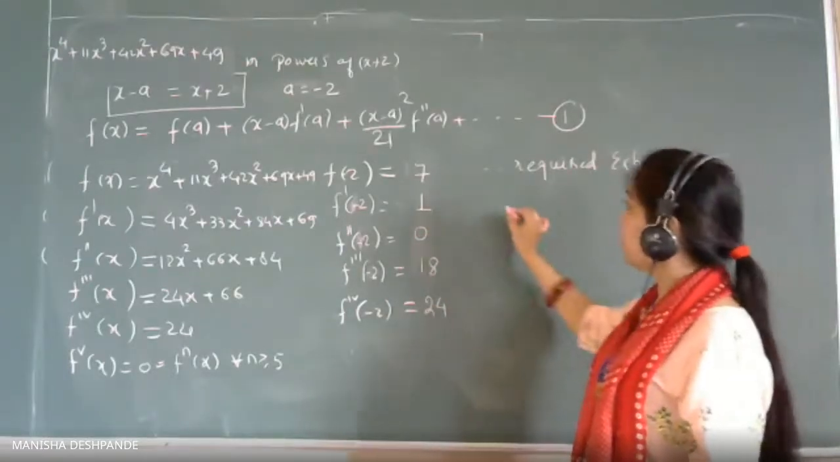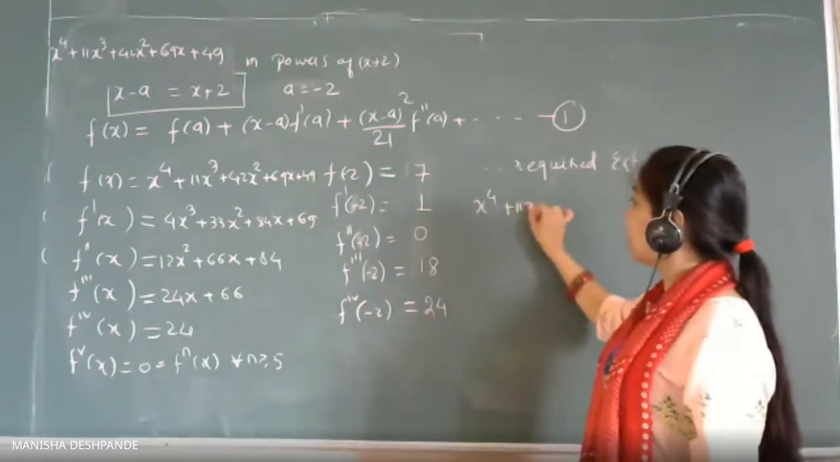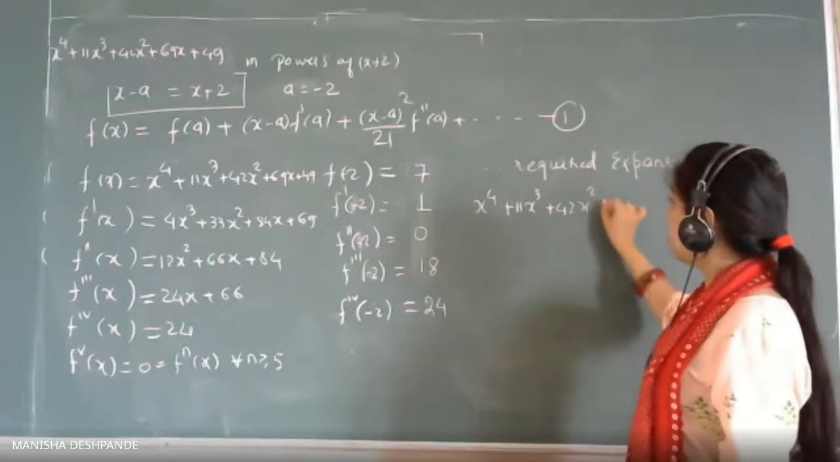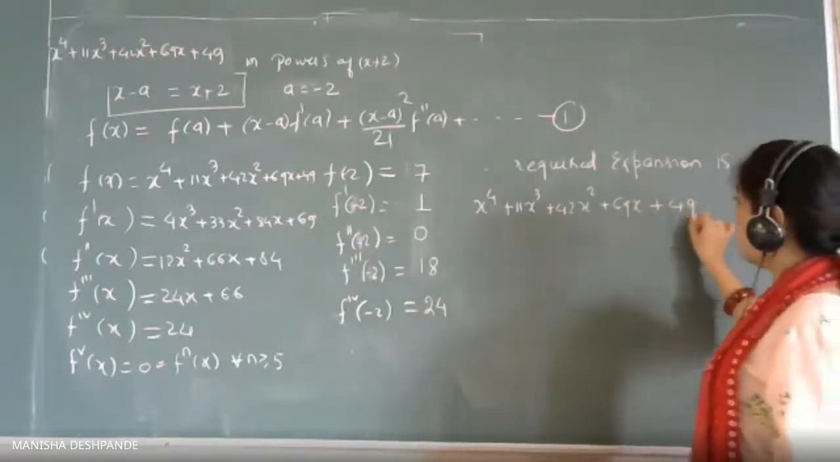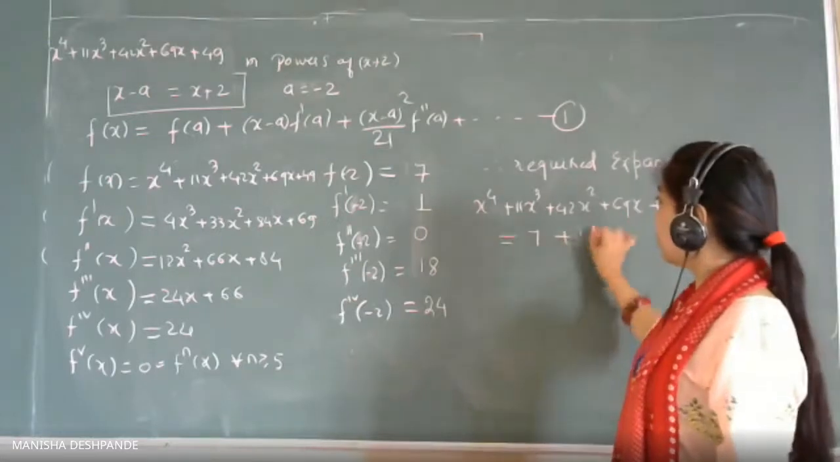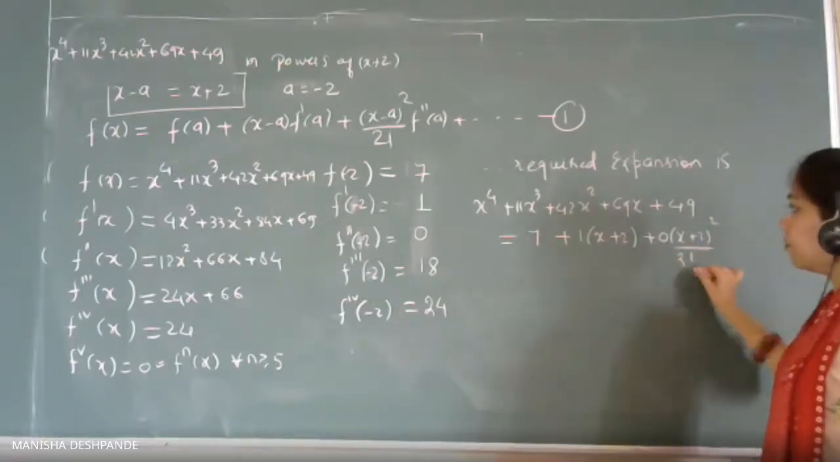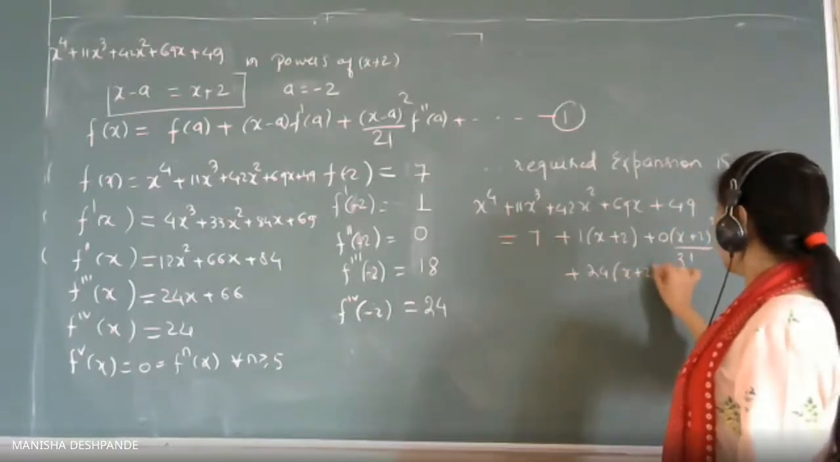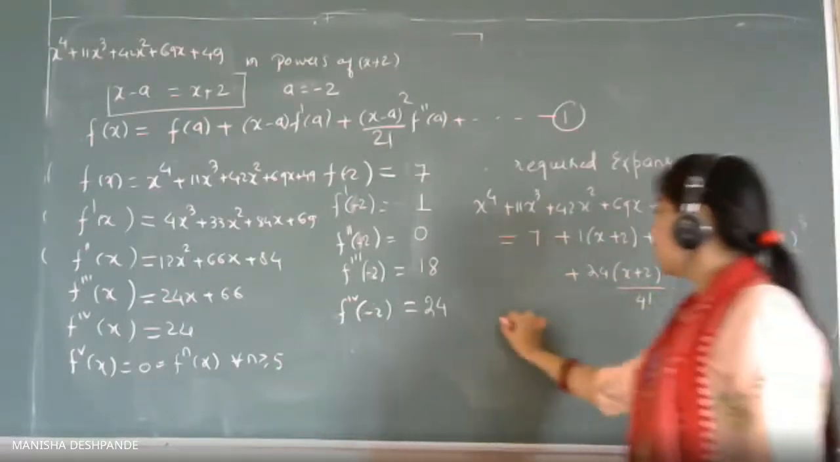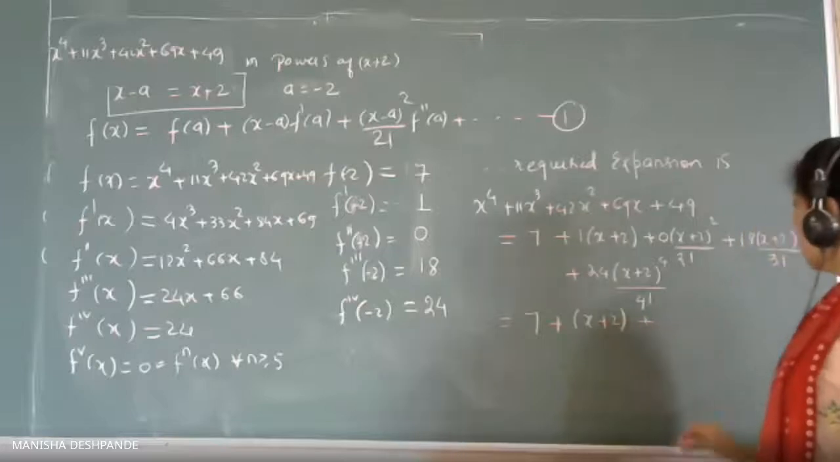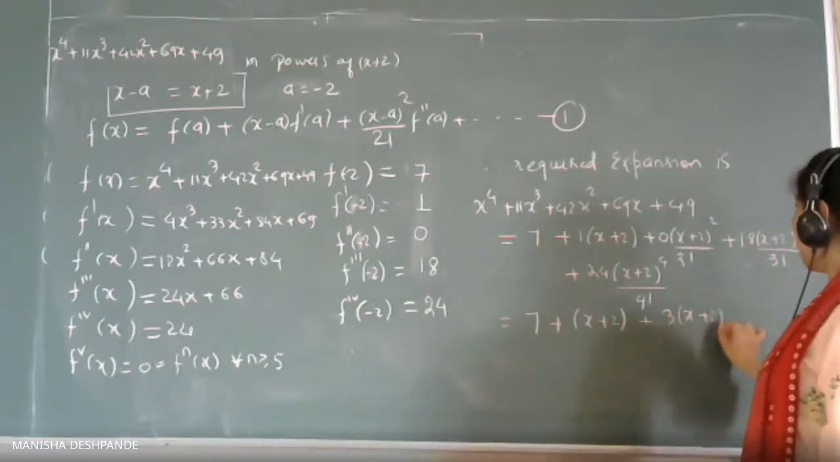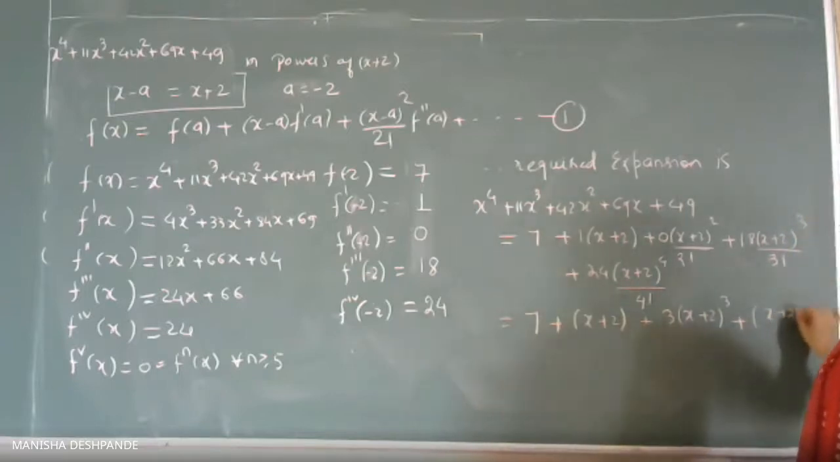So x raised to 4 plus 11x cube plus 42x square plus 69x plus 49 is nothing but 7 plus 1 into x plus 2, plus 0 into x plus 2 the whole square by 2 factorial, plus 18 into x plus 2 the whole cube by 3 factorial, and plus 24 into x plus 2 whole raised to 4 by 4 factorial, which is 7 plus x plus 2 plus 18 by 6 is 3, x plus 2 cube, and plus x plus 2 raised to 4. That's your final answer.